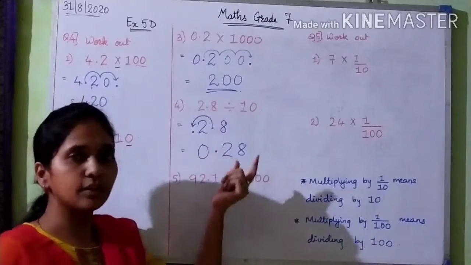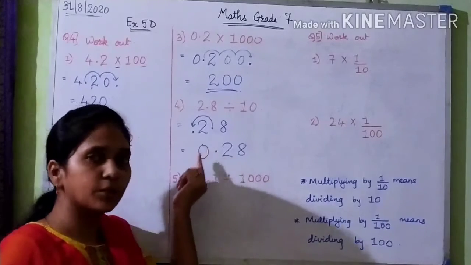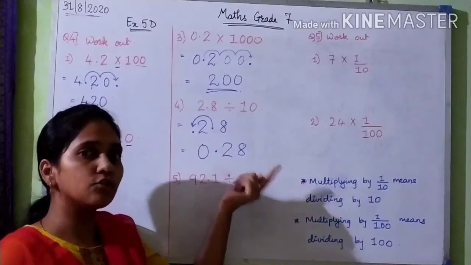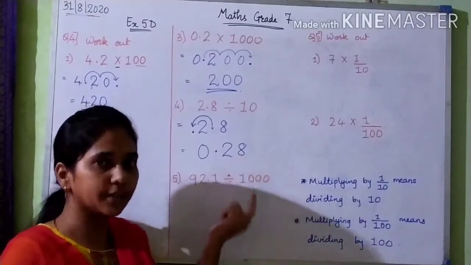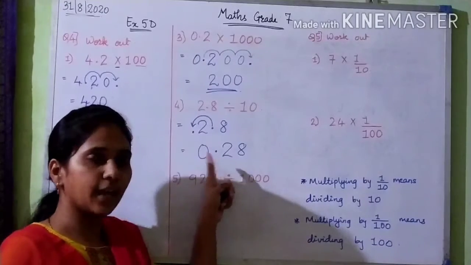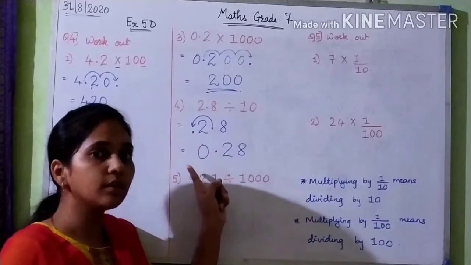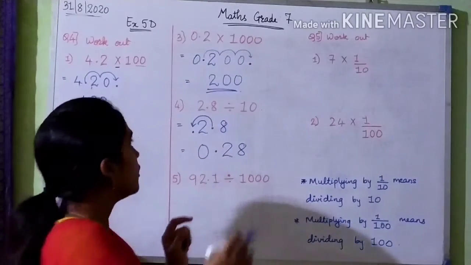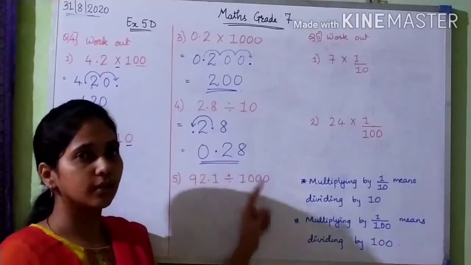See, if the decimal point is at the starting of a number, then we have to put a 0 in front of it. If it is at the end of the number, then it is okay if we don't write the decimal point. But here it is at the starting of the number, so we write it and even put a 0 in front of it. So this becomes 0.28. So 2.8 divided by 10 gives me 0.28.